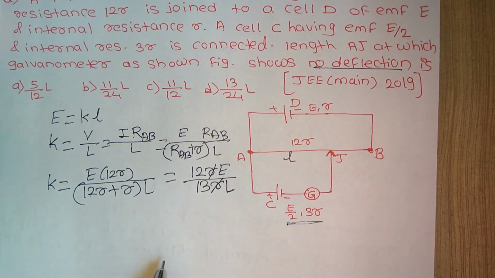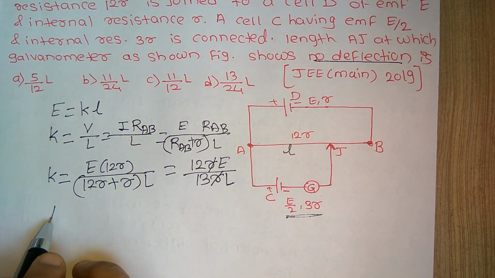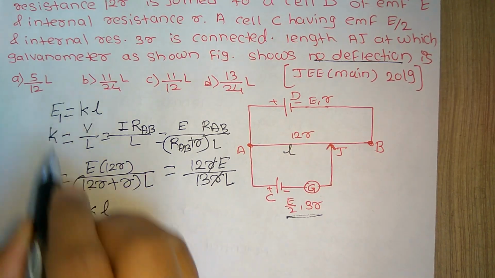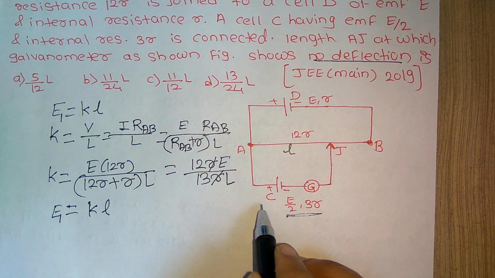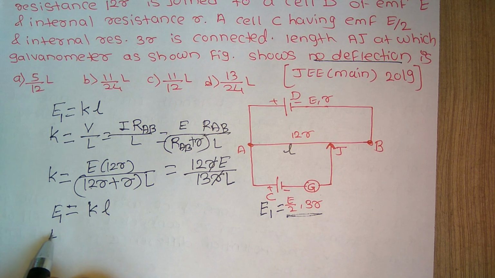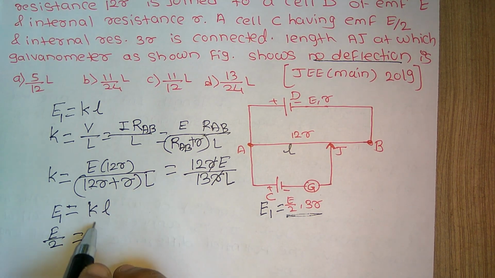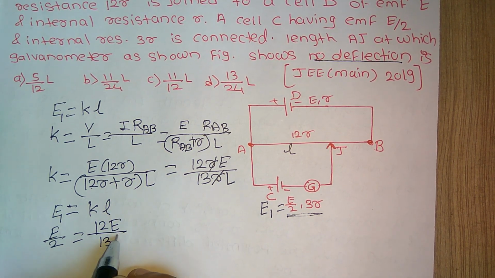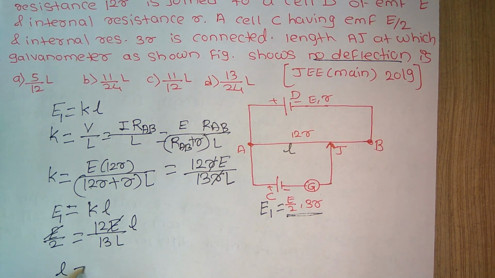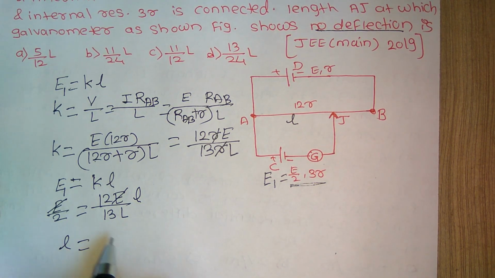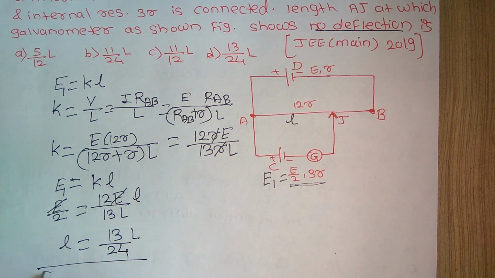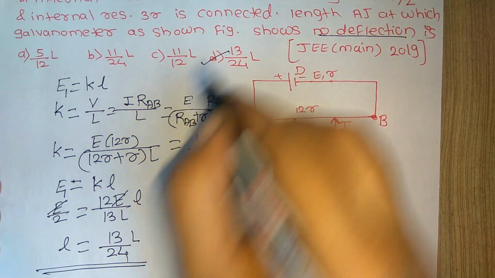Now what we have to find? We have to find the length. Use the formula E = KL. Here E we can write as E1, whatever cell that is. And E1 is E by 2. K is 12E by 13L, and this L we have to find, right? This E gets cancelled. So simplify or rearrange: L is equal to 13L divided by 12 into 2, 24. So this is the balancing length, 13L by 24.